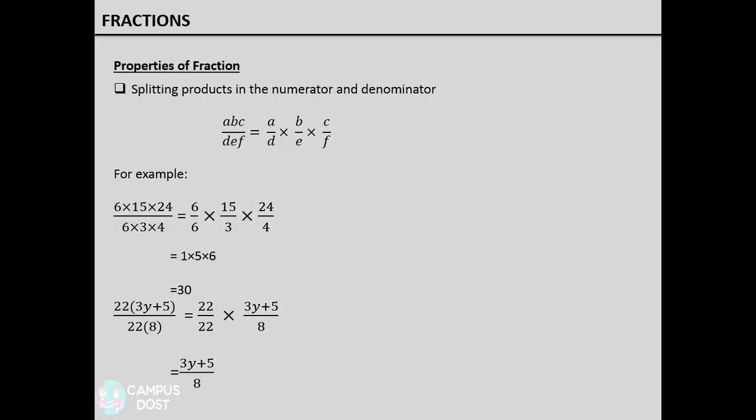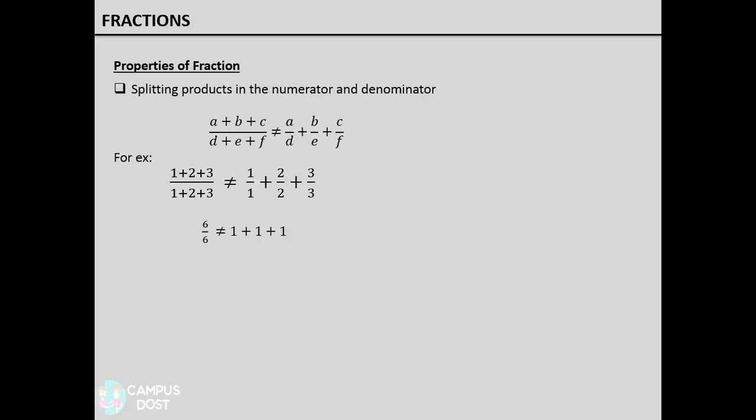Now please note that in order to apply the rule here, we need to have products in the numerator and denominator. The rule does not apply to addition. If there are sums in the numerator and denominator, we cannot split the fraction into a sum of smaller fractions. For example, this fraction is not equal to the sum of the three fractions. Notice that the left hand side simplifies to 6 over 6 or 1, and the right hand side simplifies to 1 plus 1 plus 1, which is 3.